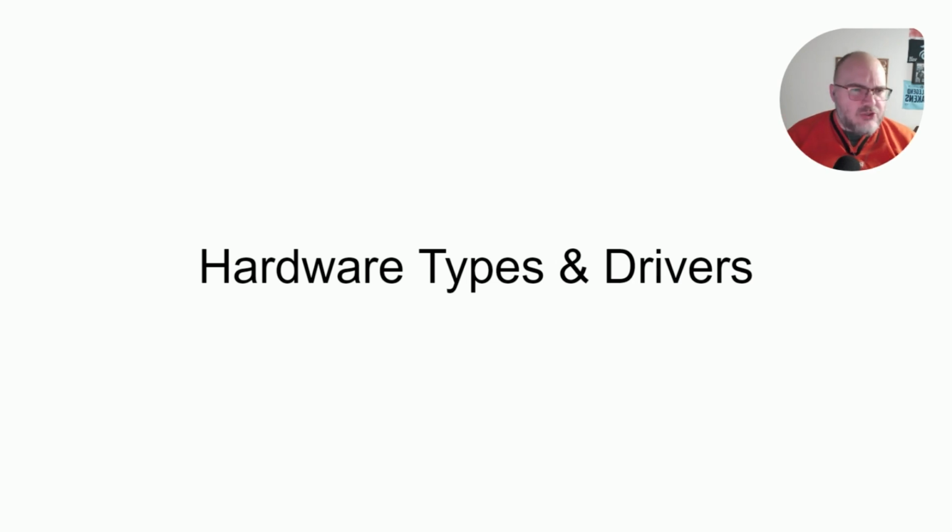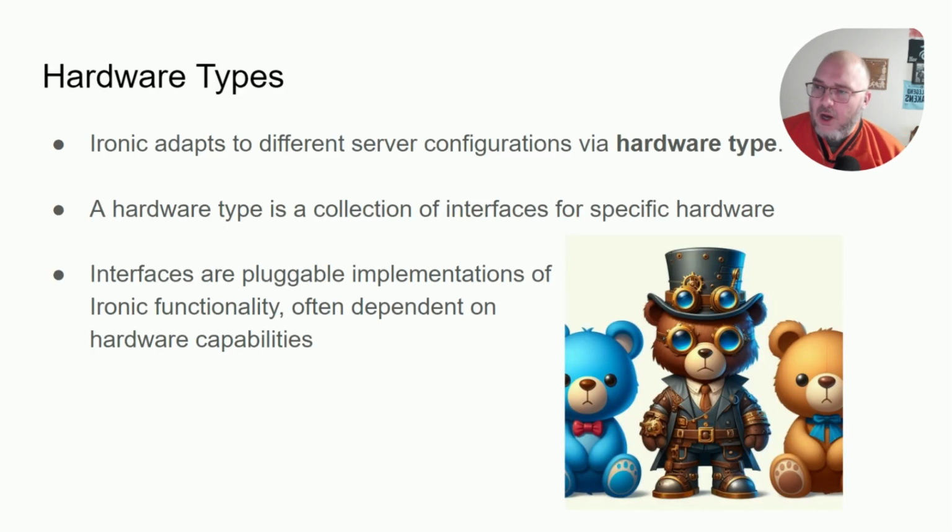But how would you tell Ironic what hardware you have and how to use it? Well, that's what hardware types and drivers are for. Hardware types are the way that Ironic adapts to different server configurations. It's just a collection of interfaces for a specific piece of hardware. These interfaces are pluggable implementations of Ironic functionality that are often dependent on hardware capabilities. So what does this mean? Let's go into this in a little bit of detail.